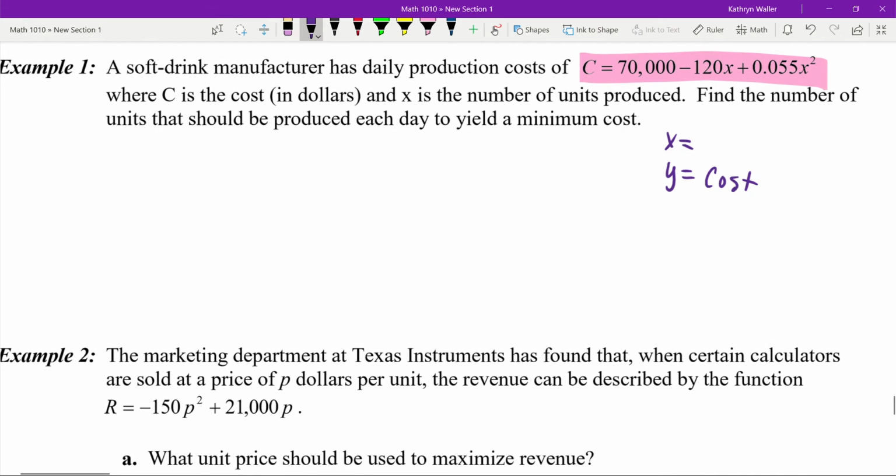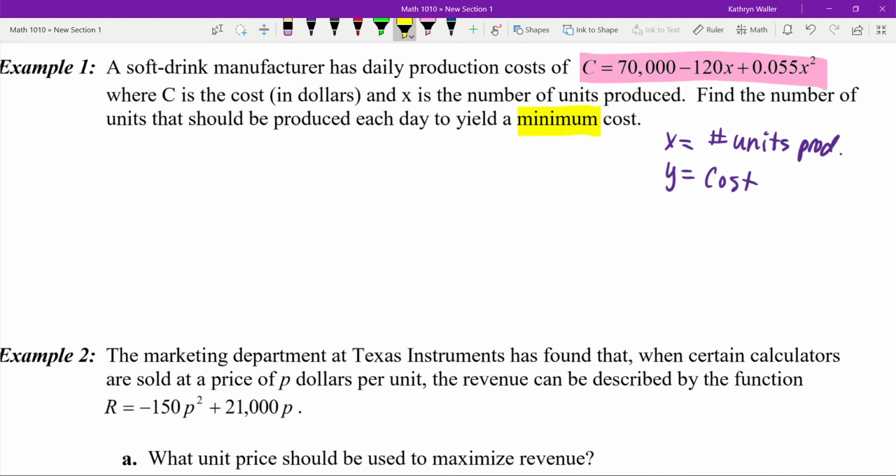Okay. The other variable does so happen to be an X, and they tell us that is the number of units produced. If you take that 15 seconds and write down what things stand for, it's going to help you to not get confused, okay? So please take the time to do that. Read the question. Find the number of units that should be produced each day to yield a minimum cost. There's a word in there that stands out that tells us which direction we should go. Tell me the word. It's minimum.